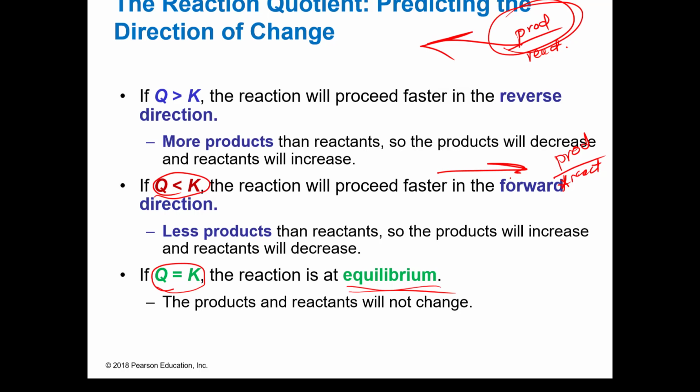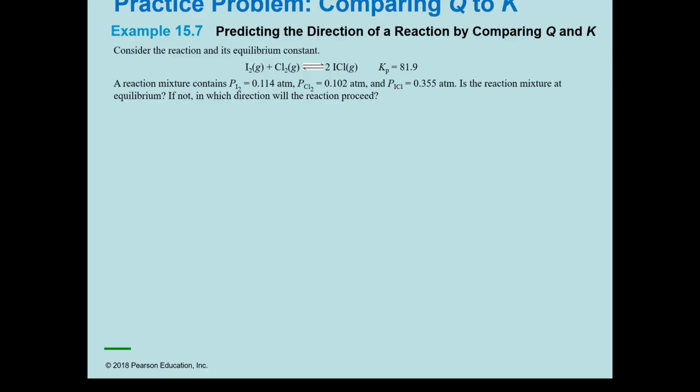So if Q is greater than K, it needs to go back to the left, back to the reactant side. If Q is less than K, it hasn't gotten to equilibrium yet, so it needs to proceed to the right, or proceed in the forward direction, or proceed to be product favored. Different ways of saying the same exact thing.